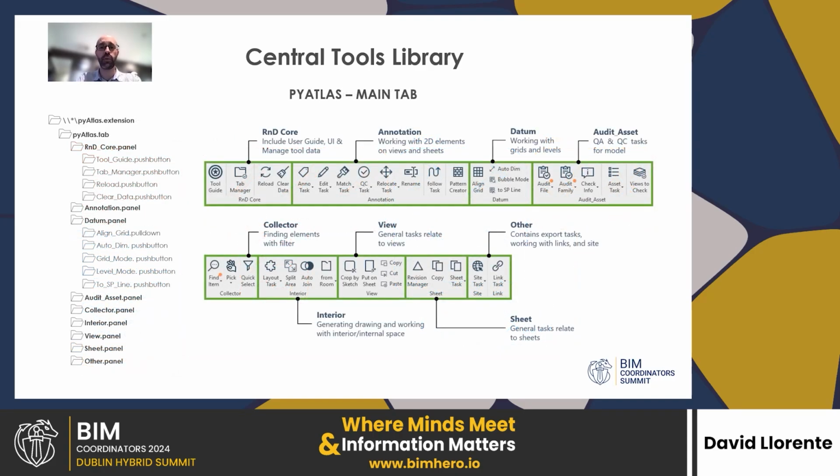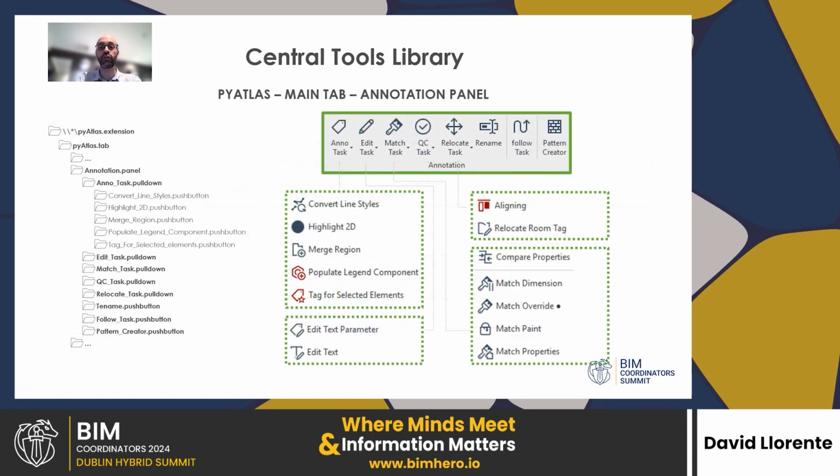This is the example called PyAtlas that we developed in Atlas. This is the main tab. As you can see, it has different sections. For example, the R&D core panel, the annotation panel, the datum, audit asset, etc. And inside, different buttons. We are going to see now more in detail the annotation tab.